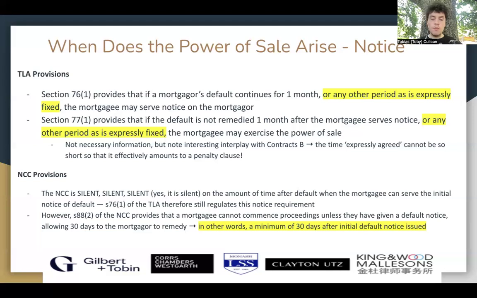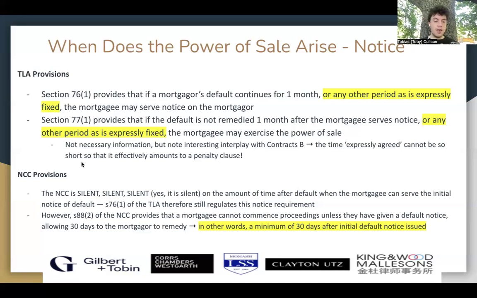This is not necessary information as well, but I've just noted below that there's an interesting interposed contracts fee. The time expressly agreed is obviously a contractual term. It cannot be so short that it effectively amounts to a penalty clause for default of an obligation to pay the mortgage. So if you fail to pay the mortgage, your contract probably can't say we can exercise our power of sale after 1 day. That would be a drastic remedy, a drastic clause in response to a failure of the mortgagor to pay, and that'd be impermissible. But I don't think you really need to know that. But it's just good to know for life and stuff.